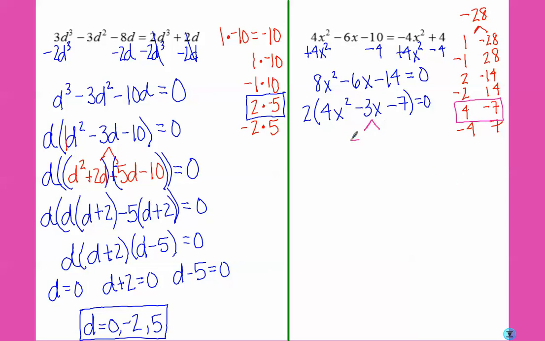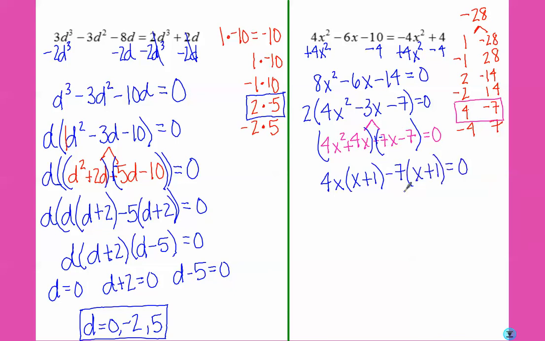Split up the middle term, 4x minus 7x. Bring down the -7, bring down the 4x squared, bring down the equal 0. Group, change this to plus and negative, and group. These two have 4x in common, and we're left with x plus 1. These two have a -7 in common, which would leave us with an x plus 1, which means our factors are x plus 1 and 4x minus 7.